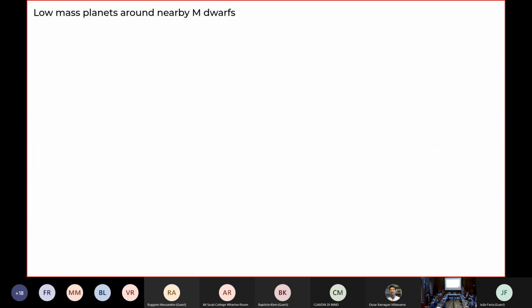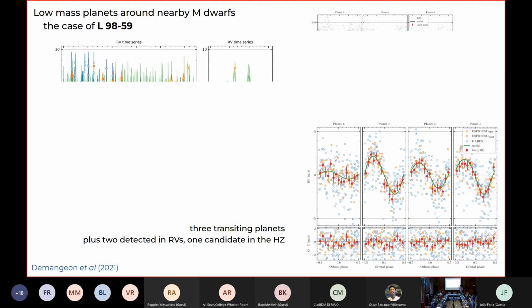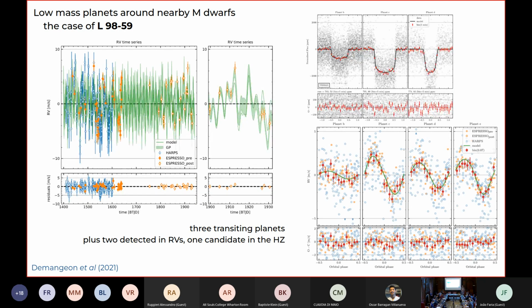Then let me go through the low mass planets or planet candidates that we have detected around nearby M dwarfs. I'll start with this result that you saw, I think, in the presentation yesterday. That is the case of L98-59.